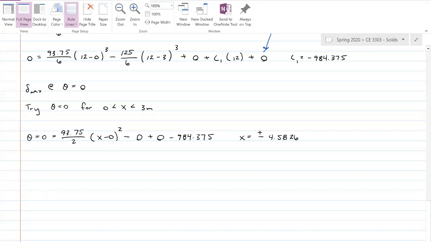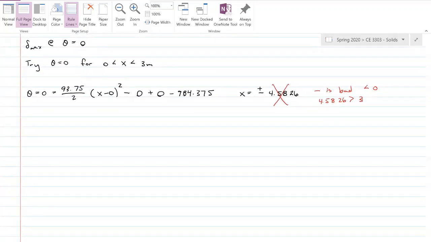meaning my options for x are positive or negative 4.5826. Okay, neither of these are good. Negative is bad because it is less than 0, and 4.5826 is greater than 3. So neither of those answers is going to work. So we do not have a maximum deflection from 0 to 3 meters.